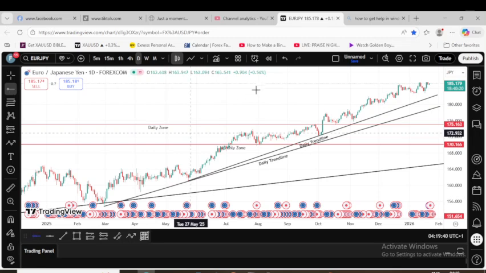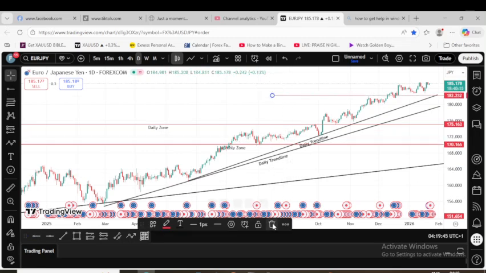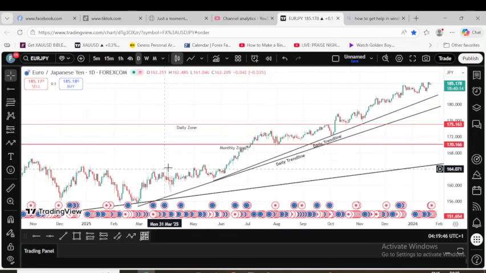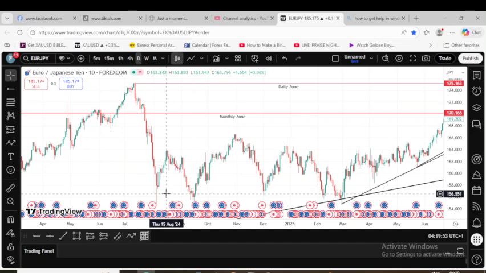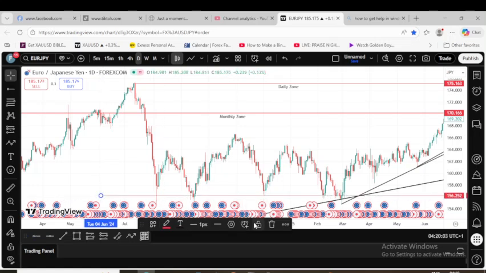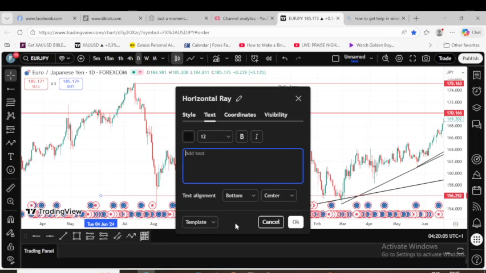Seems to be a zone here as well. But the price action seems to be too far from it. So let's not mark those ones out. We clearly have a zone here. This is another daily zone.